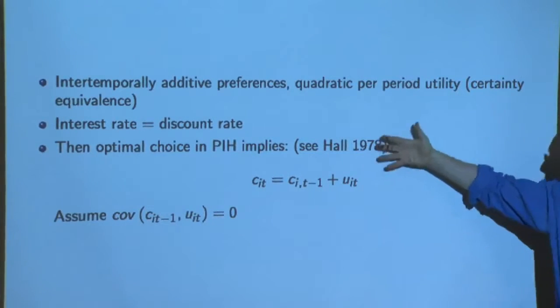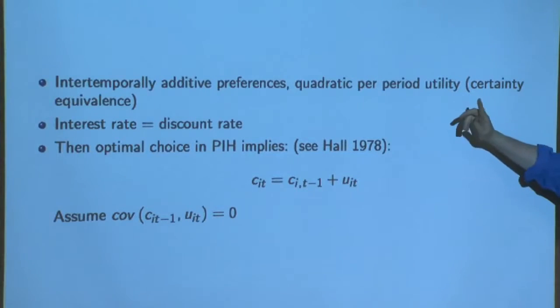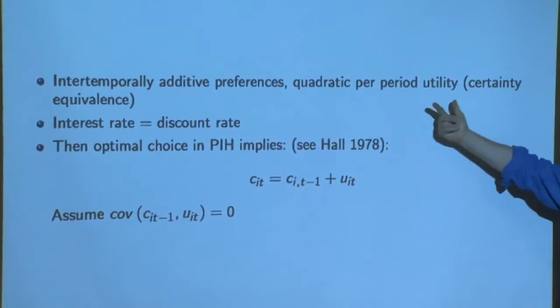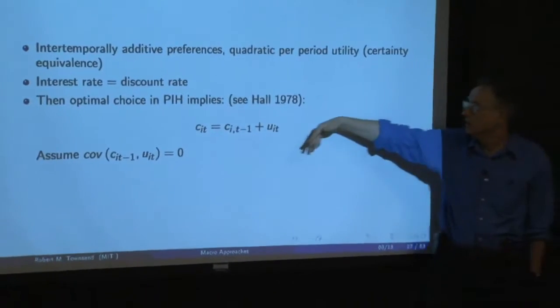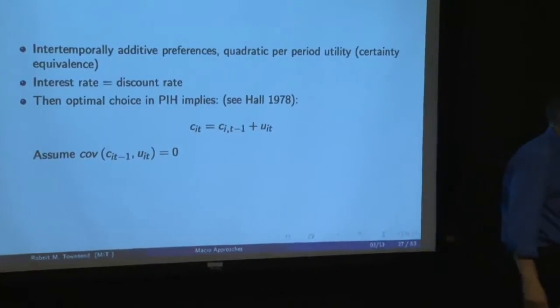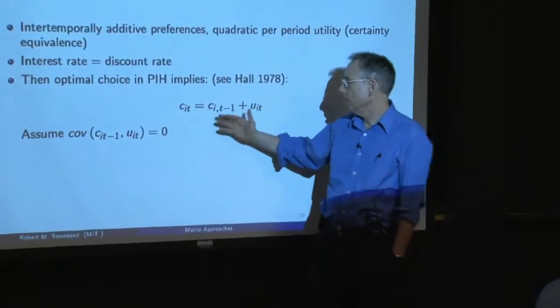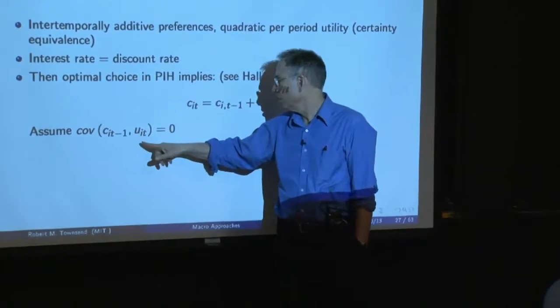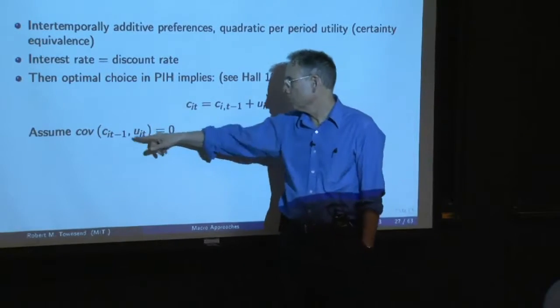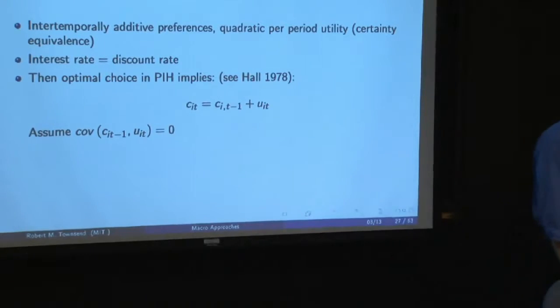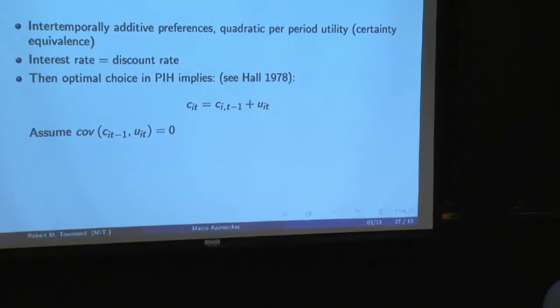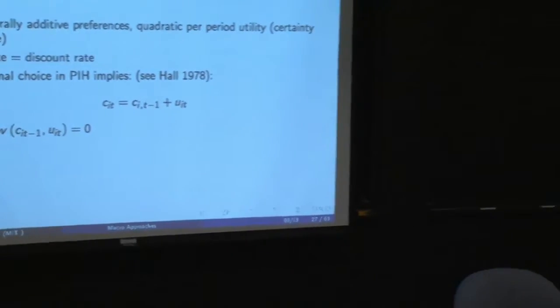There are assumptions. This isn't always true. He assumed quadratic utility, additive preferences, discount rates equal to interest rates, and I think no life cycle. This is supposed to be an innovation, so for every person there's no covariance between lagged consumption and this innovation, because it wasn't supposed to be predictable.